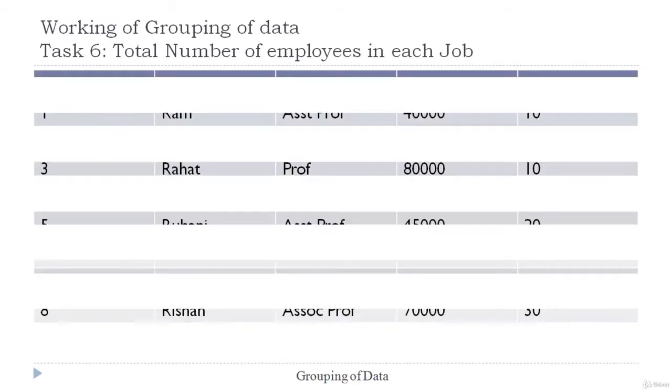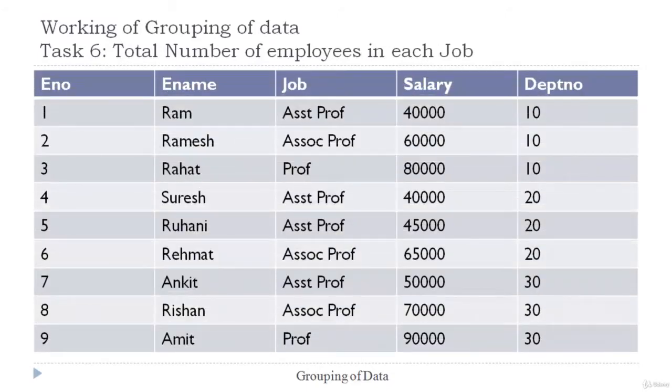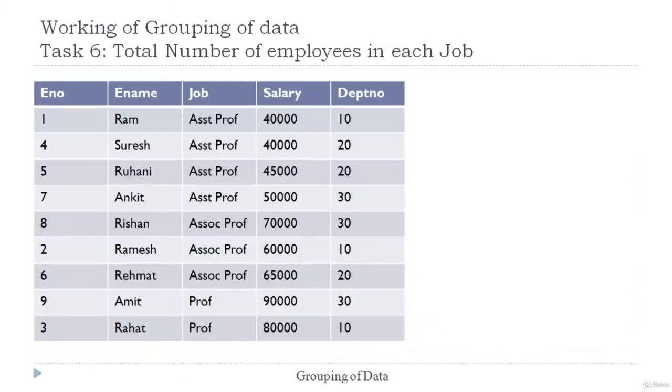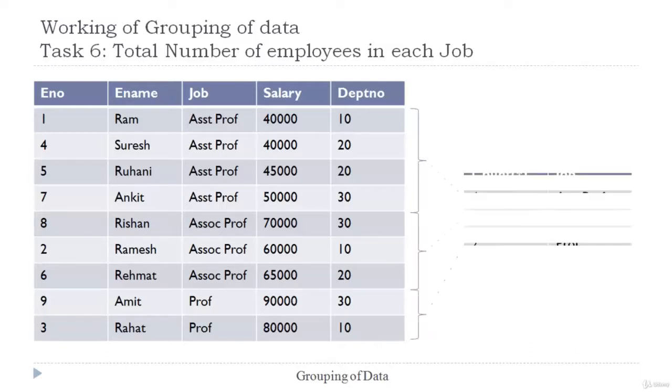In task number 6, we have to find out total number of employees in each job. In this case, there is a need to make group on the basis of job field. To illustrate its working, let's arrange the records in ascending order of job as shown here. Then grouping will be made on each job. For example, a group will be made for job assistant professor, another group will be made for job associate professor, and third group will be made for job professor.